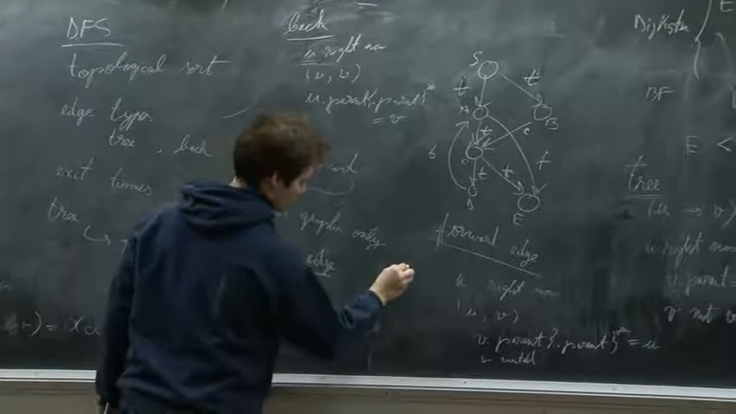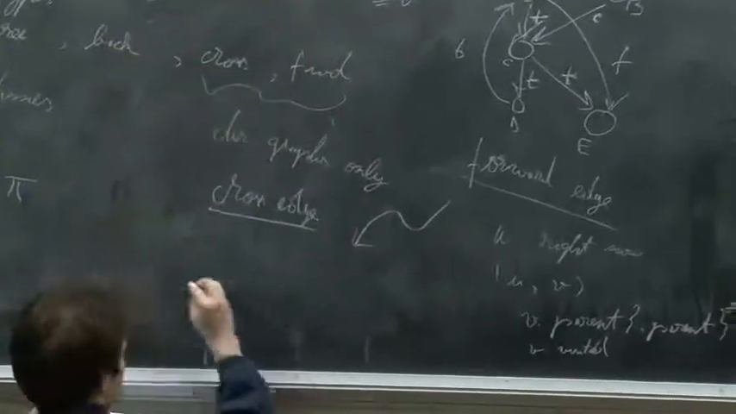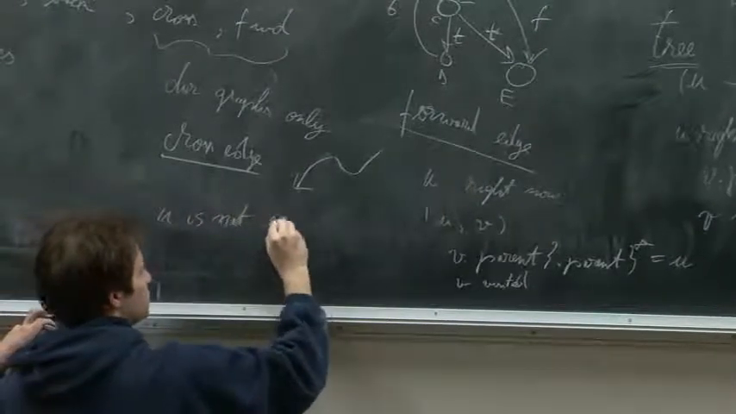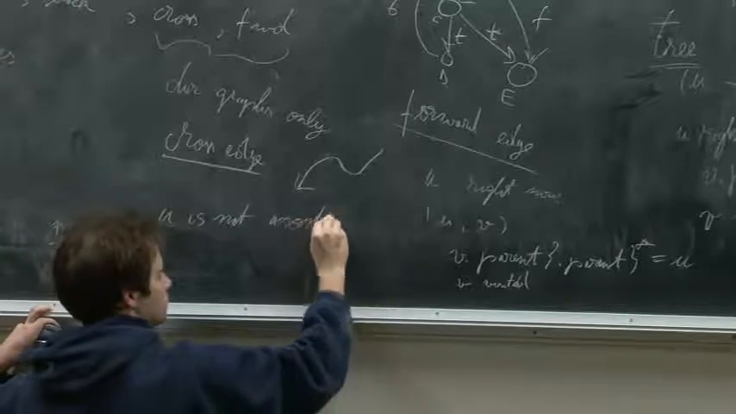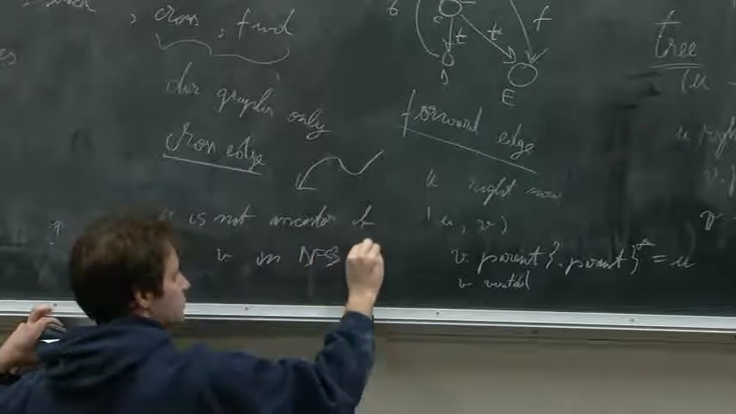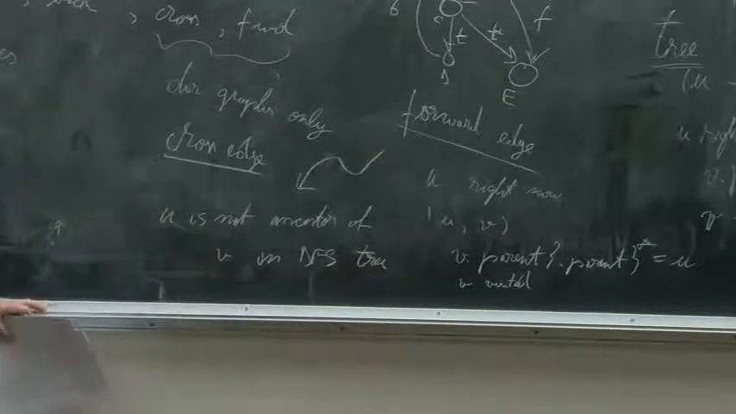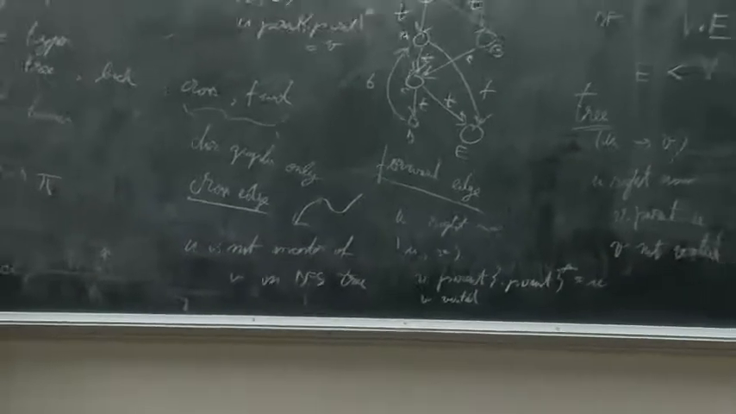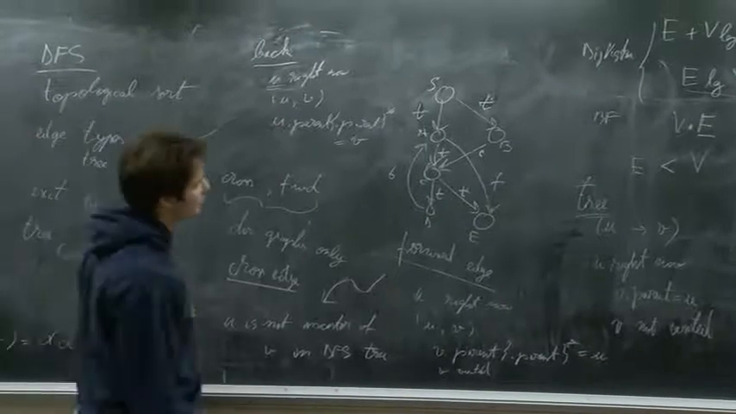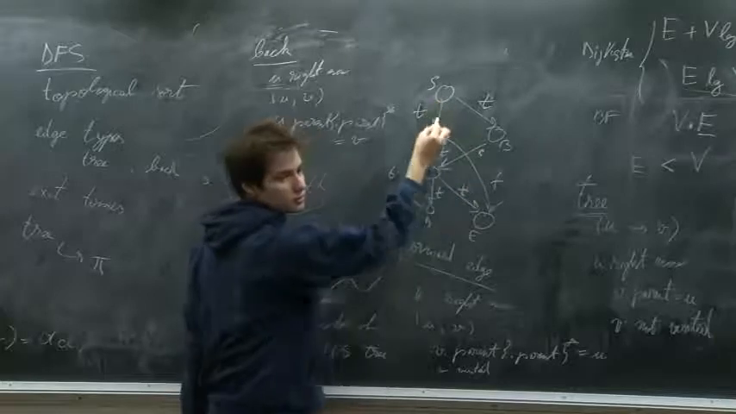So a cross edge is very close to a forward edge, except U is not an ancestor of V in the DFS tree. Basically, another way to say that is they can be in different subtrees. For the most part, that would work. So the only common ancestor between B and C is the source.